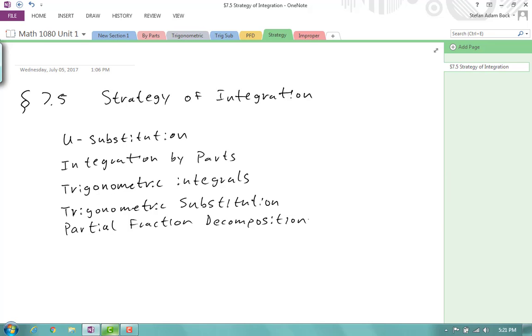Now, lots of problems are going to need some combination of all of these techniques. And to save time, I'm just going to refer to each of these techniques by their section numbers. So this was 5.5, 7.1, 7.2, 7.3, and 7.4.